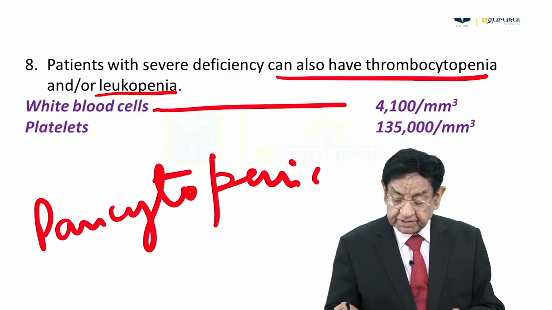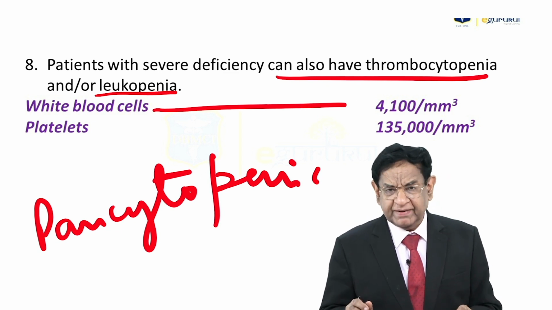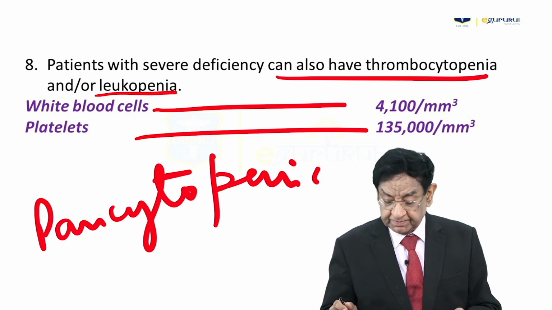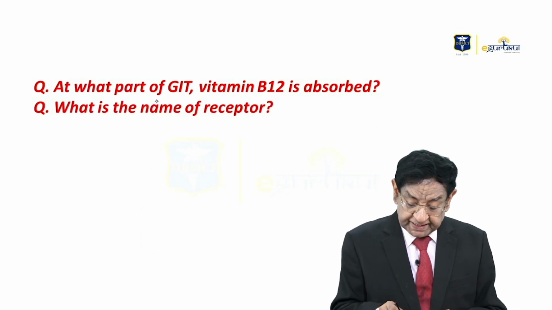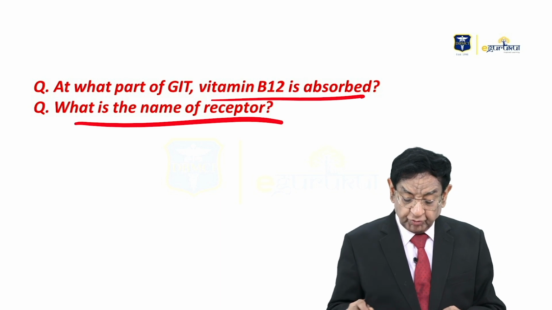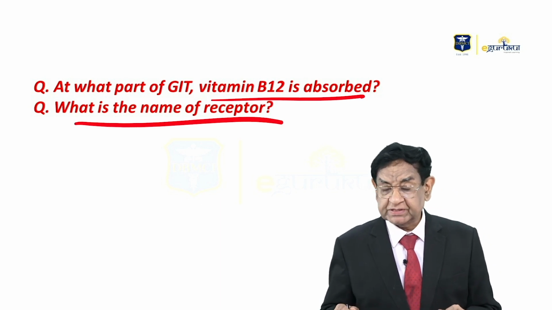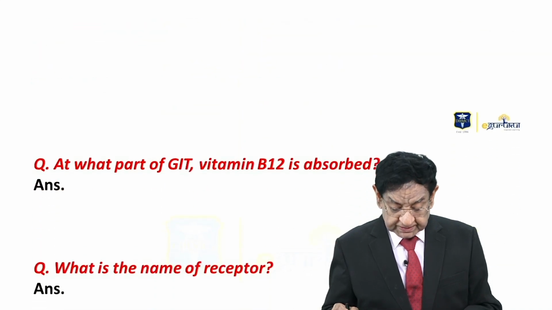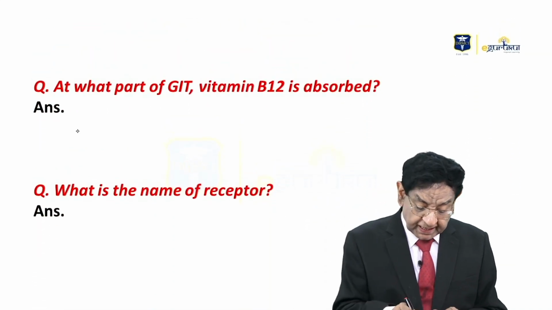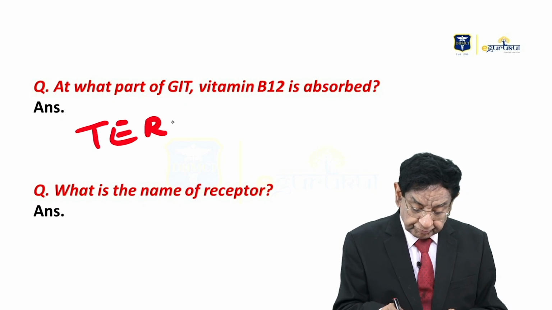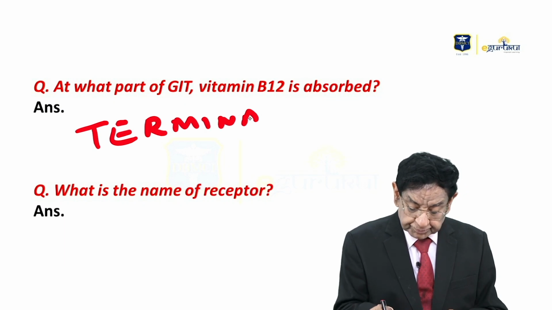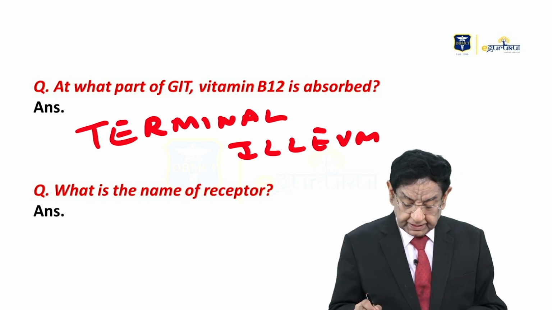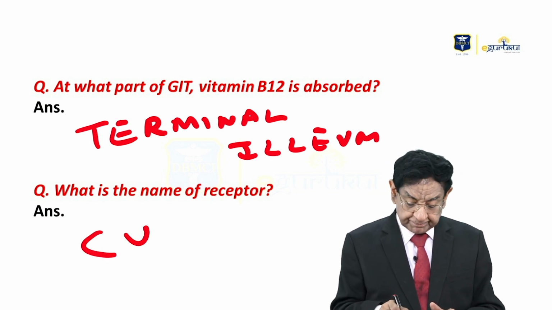Even the WBC count is, of course, in the normal range, but definitely on the lower side of normal. Platelet count is less than normal. Okay. Now, in which part of the GIT is vitamin B12 absorbed? What is the name of the receptors? Stop the video, write down the answer. Well, the answer is they are absorbed in the terminal ileum, and the name of the receptor is CUBAM.